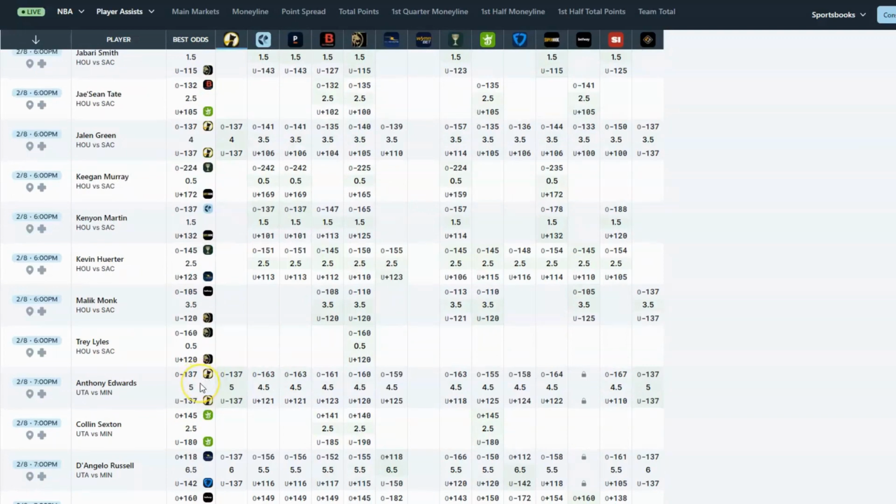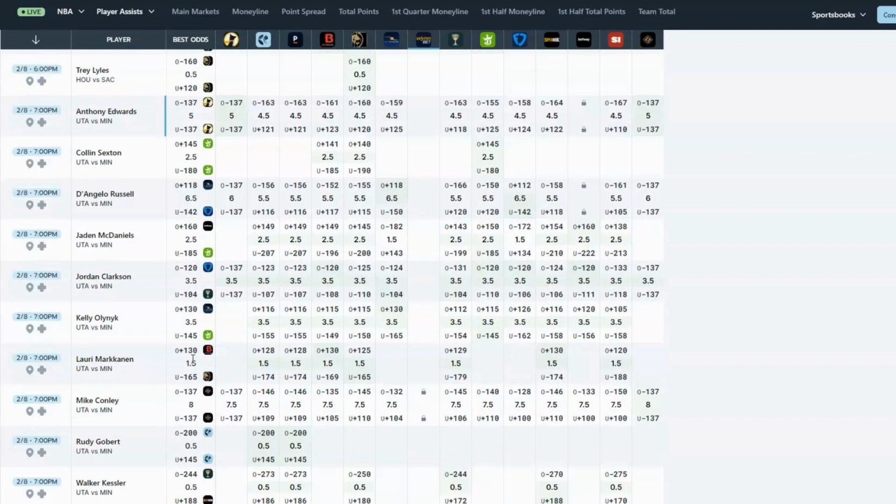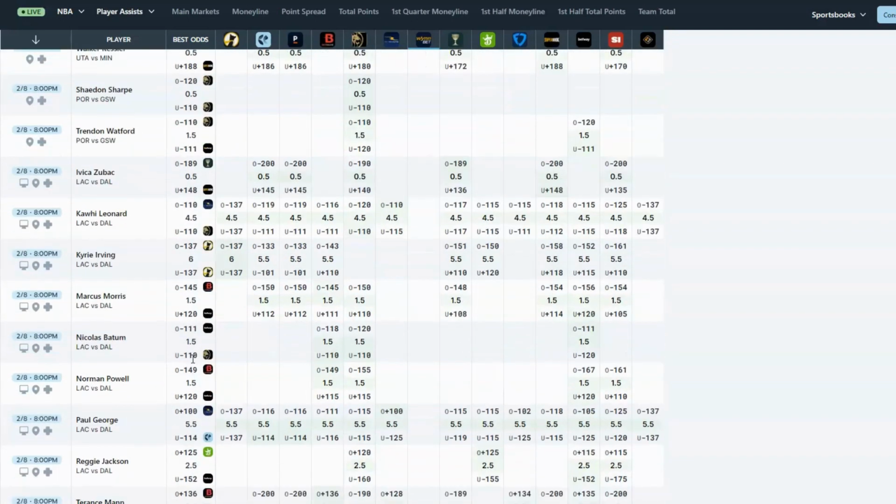You're getting this at over 5. Anthony Edwards over 5 at minus 137. You've got everybody else here in the 150s, 160s. Holy cow. This is a good one. That's how you would piece that one together. This is how you hunt. This is how you identify the positive EV picks and the valuable picks and the selections because you're getting this at a better price than the overall market. Rebounds. Okay, guys, went on to rebounds.